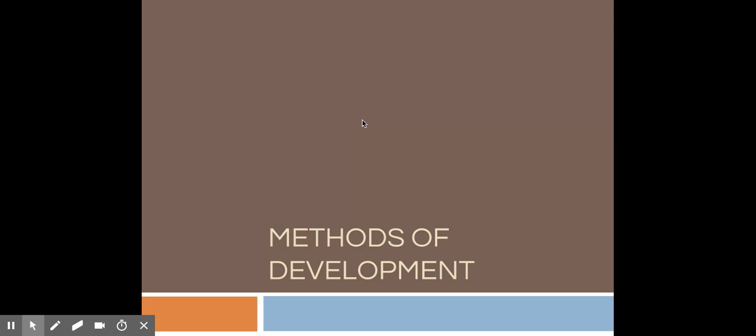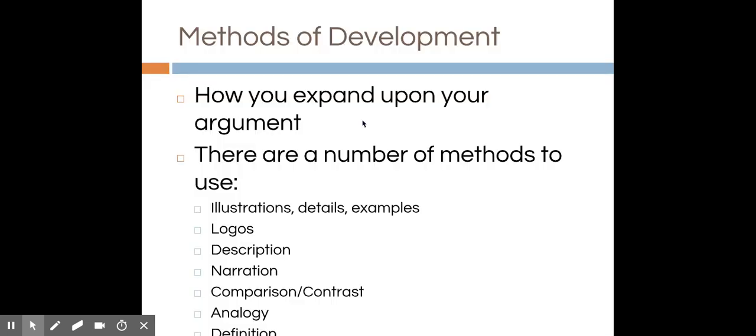As you will see, they do kind of overlap each other, and sometimes the name for something or the type of method of development could be used somewhere else. So when we're thinking of methods of development, I find students often confuse them with hooks. So a hook happens at the beginning of the piece and is to draw the reader in. A method of development happens during the piece and is basically expanding upon the argument throughout the piece.